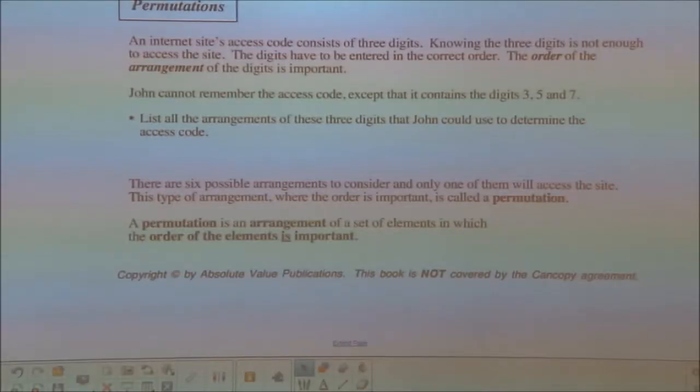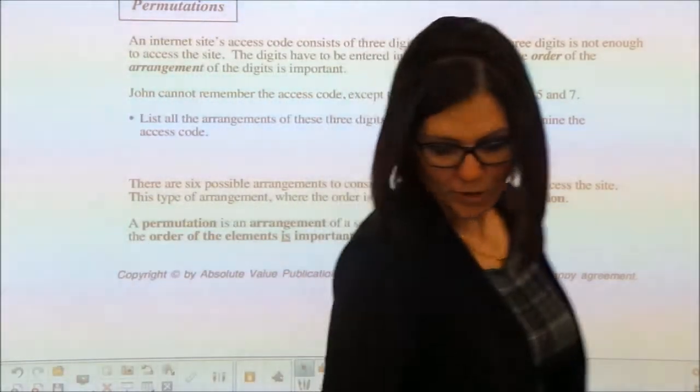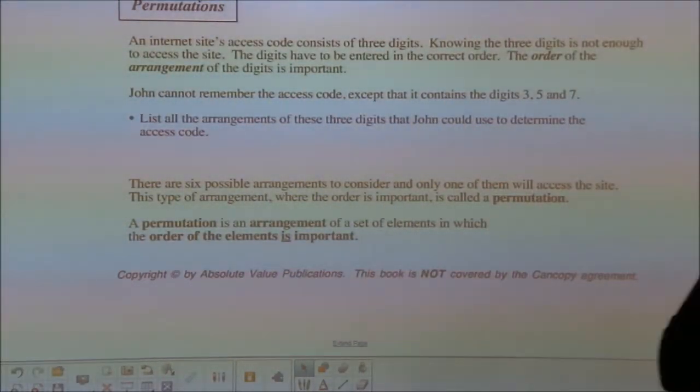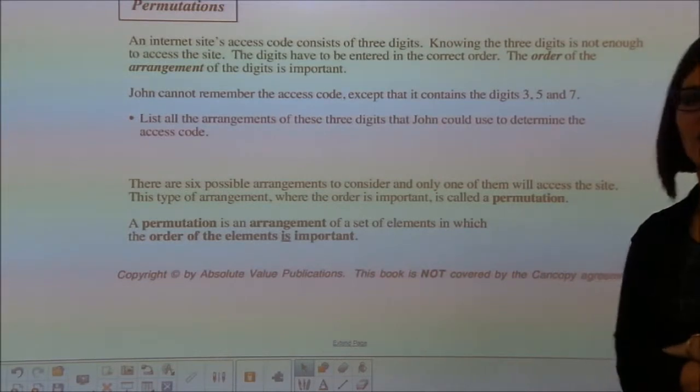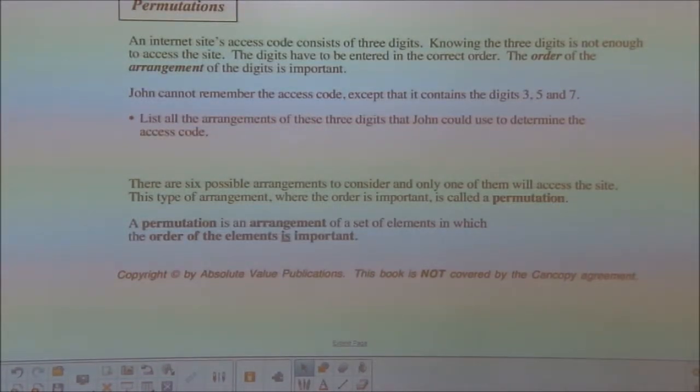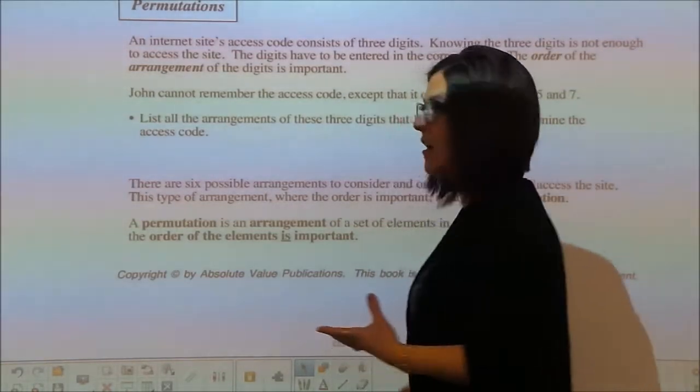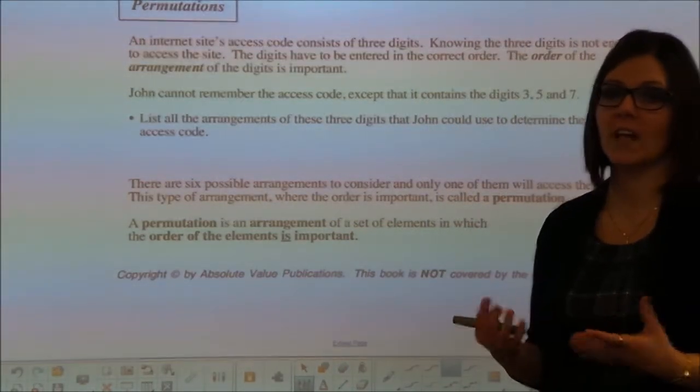Okay, we're going to look at the next section. We're not going to worry about the wording or the terminology of permutation. We're going to look at the example. So I have an access code to the internet site. It's a 3-digit number. Knowing the 3 digits isn't enough. The order that they go in is important. So even if I told you that the digits were 3, 5, and 7, how many different access codes could I create?